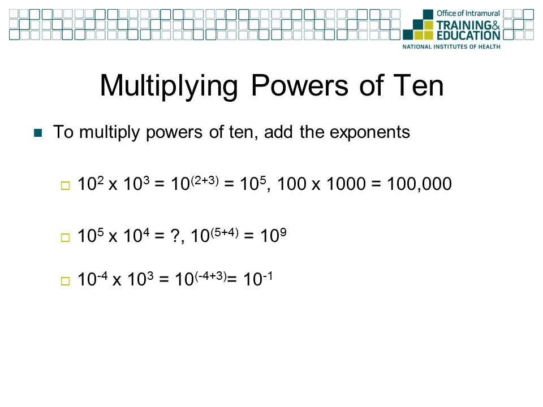10 to the negative 4 times 10 to the third is equal to 10 to the sum of negative 4 and 3, which is negative 1. So what about 10 to the fifth times 10 to the negative 2? Did you come up with 10 to the third power? Feel free to check these using your calculator.